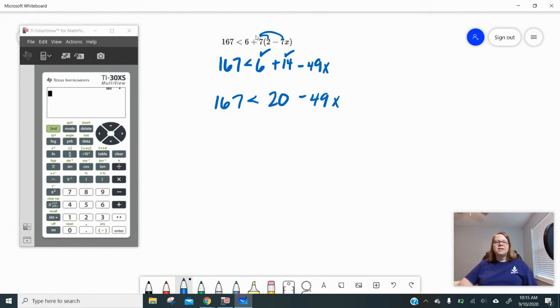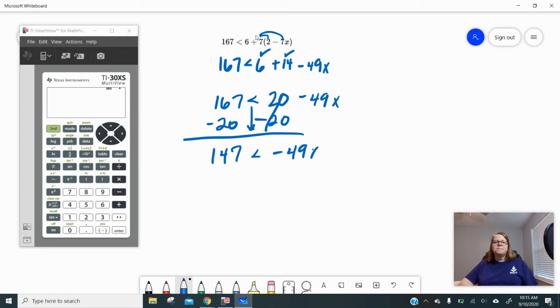So now we're ready to start actually solving it. If this says 167 equals 20 minus 49x, then the 20 needs to be over here. So I'm going to subtract 20 from both sides, and we do the same even though it says less than. 20 minus 20 is 0. So 167 minus 20, that's 147. Bring down that less than sign. And then there's nothing over here except the negative 49x.